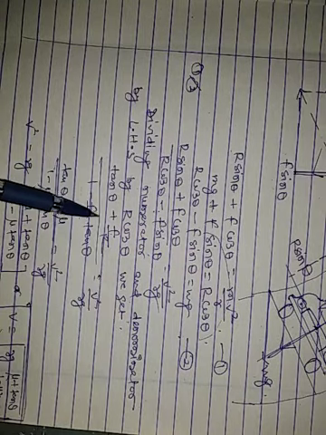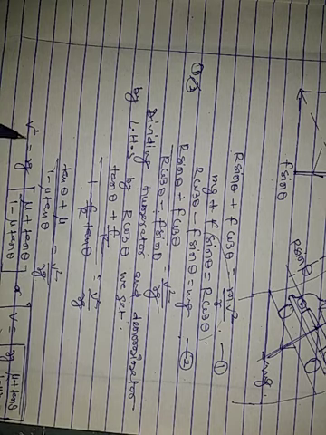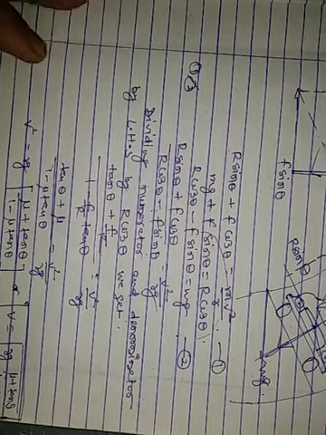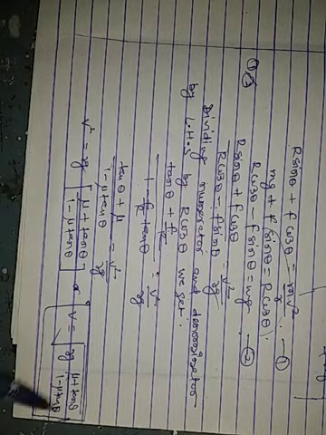As we know that f by R is equal to mu, 1 minus mu tan theta is equal to v square by rg. So v square is equal to rg times mu plus tan theta by 1 minus mu tan theta, or v is equal to root under rg mu plus tan theta by 1 minus mu tan theta.